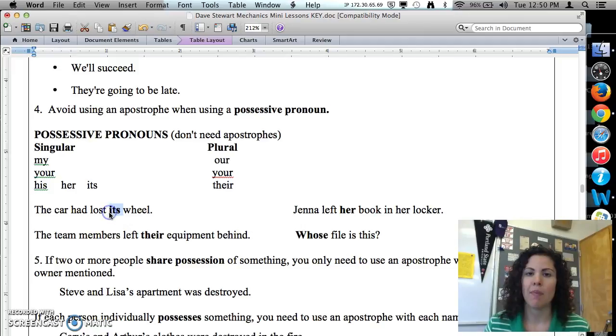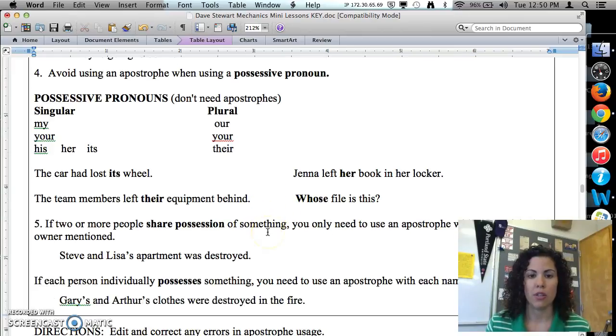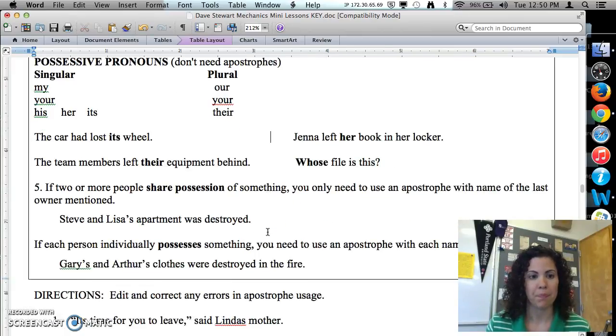This is one of the most common. We see that its issue. So it's not it is wheel, it's the wheel that belongs to it. So it's no apostrophe. Jenna left her book. So we would never have her S apostrophe. That doesn't exist. Their equipment, whose file is this? So there you will never need the apostrophe.